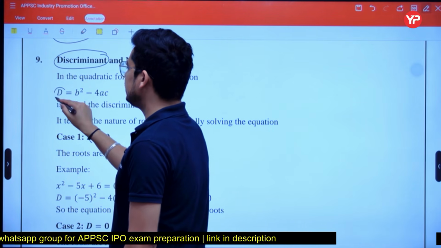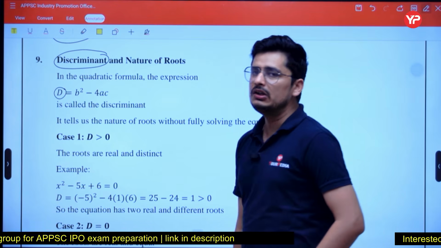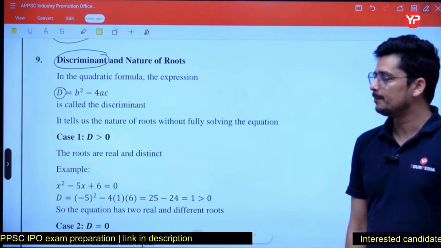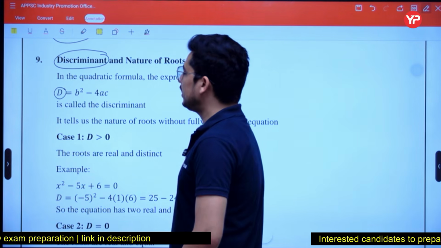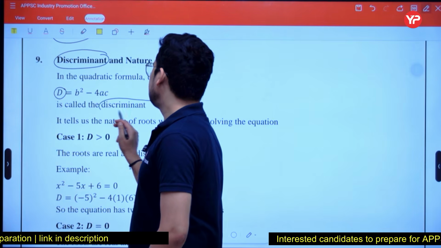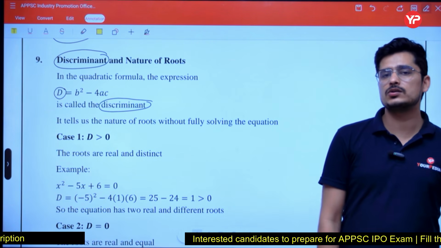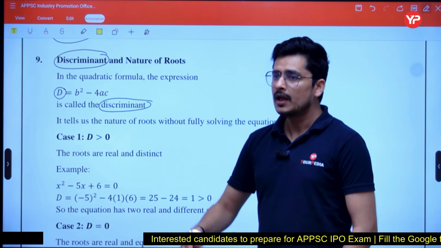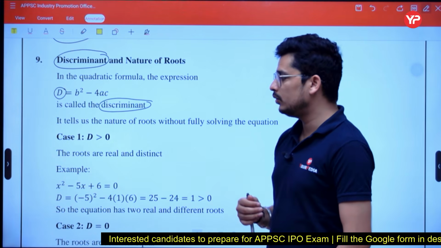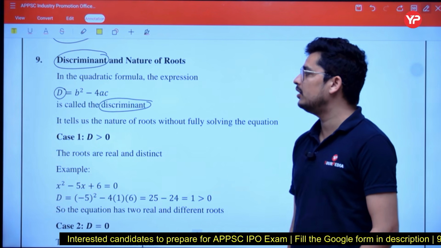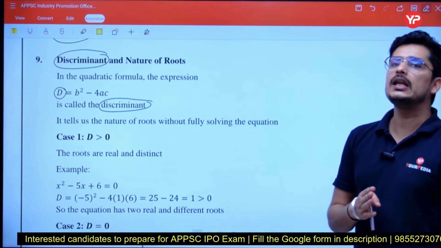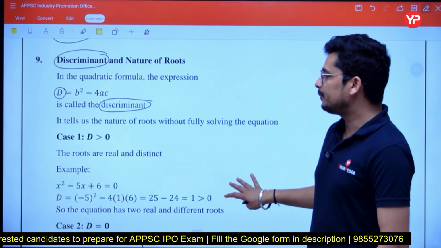Discriminant is generally represented by D, and its value is b square minus 4ac. The D value is b square minus 4ac. That is called the discriminant. Whenever we talk about discriminant, that means D is equals to b square minus 4ac. On the basis of this discriminant value D, we will decide the nature of the roots, right? Okay.